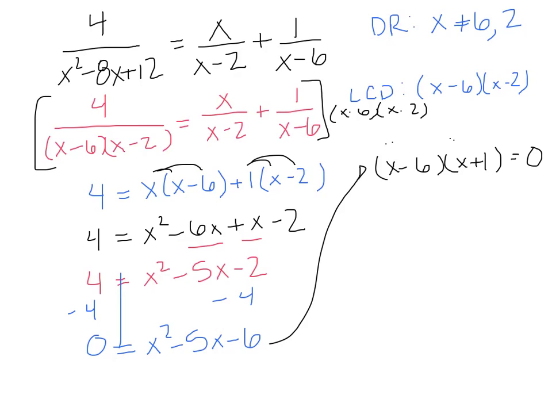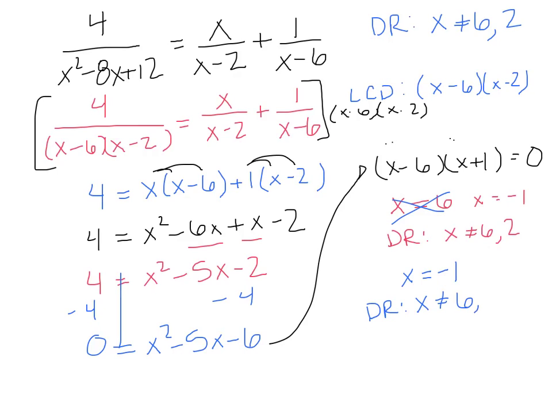Alright, so now we can solve. Based on these factors, I know that x equals 6, and I know that x equals negative 1. But my domain restriction says that x cannot equal 6, nor can it equal 2. So it looks like we have an extraneous solution. We can't use that one. That means we only have x equals negative 1 for our solution. And our domain restriction that caused us to only have that one solution was x is not equal to 6 or 2.